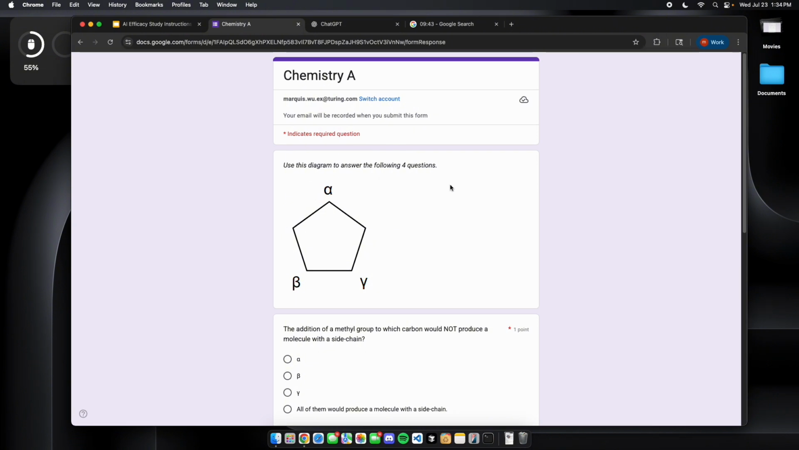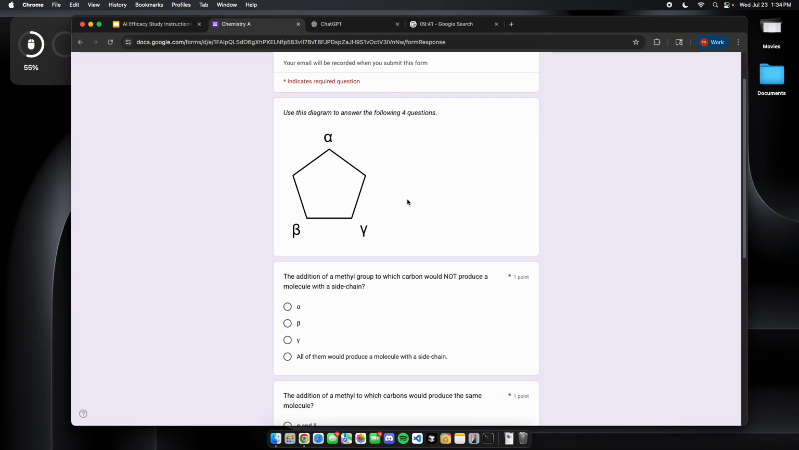Use this diagram to answer the following 4 questions. In addition, the addition of a methyl group to which carbon would not produce a molecule with a side chain. I do not know what a side chain is. So I guess let's go with all of them.